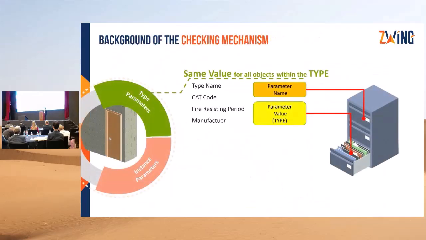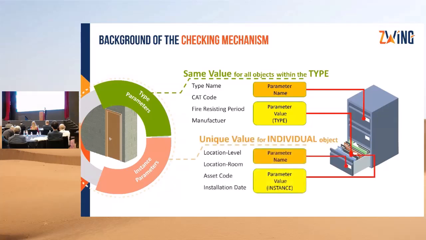The ZWING OpenBIM Checker validation mechanism ensures the type parameters, such as the type name, CAD code, and manufacturer, remain consistent across all objects of the same type, while instance parameters like location level, access code, and installation date are unique to each individual object. This approach ensures that our platform goes deeper and validates both type-level consistency and instance-level uniqueness.